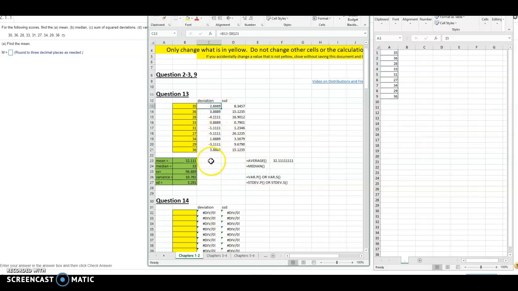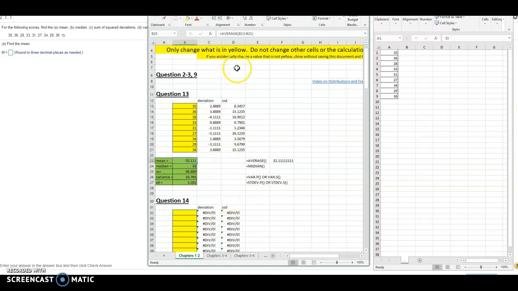What this deviation represents is this: we found the mean, and the deviation is the difference between this data point and the mean. We do that for every data point in the set. So your positives are above the mean, your negatives are below the mean. This squared deviation is this value squared. The reason we do that is we want to get rid of the negative signs. If you look over here now, everything we have is positive.